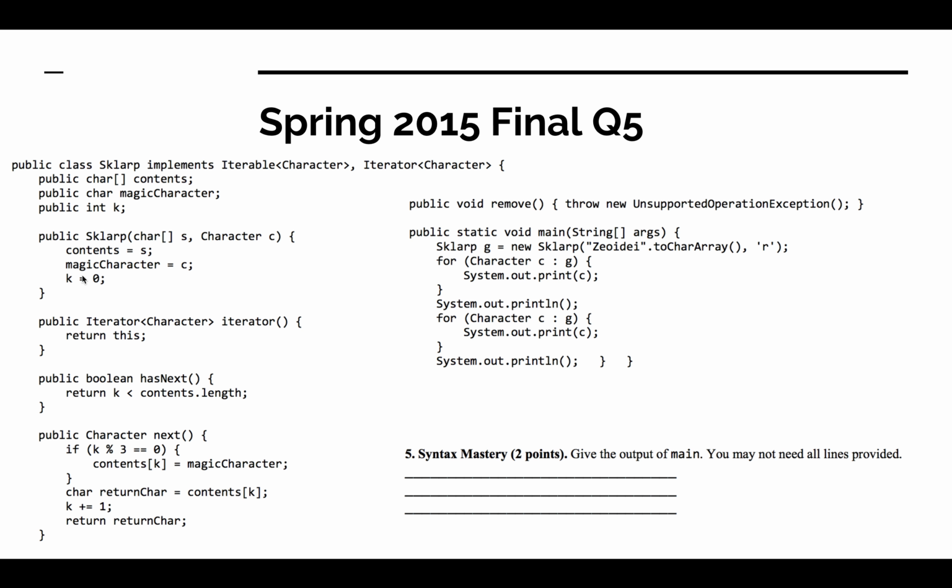So in this case, we have this iterator, which returns this, and we have hasNext, which returns whether the k we're at is less than contents.length. So first we call hasNext, and we see that there is a next, and then we call next. So what is k right now at the start? 0. So what's 0 mod 3? 0. So then we're going to go into this if statement, and we're going to set the 0th element of contents to be equal to magic character, which is R. So now our contents is REOIDEI.